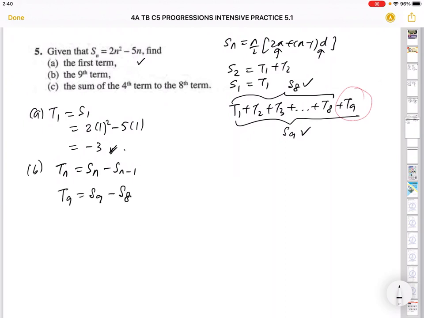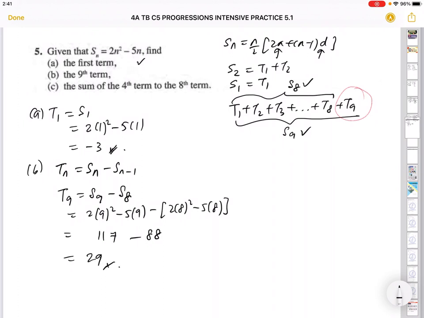So let us substitute 9 inside, then we substitute 8 inside. Use your calculator. This is 9 squared, 81, 81 times 2, 162, 162 minus 45, 117. 8 squared, 64 times 2, 128, 128 minus 40, 88, a very prosperous number in Chinese. 117 minus 88, 29.